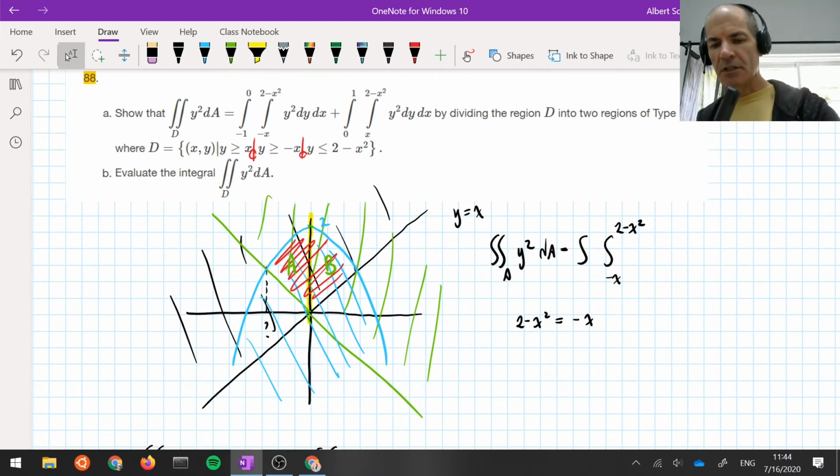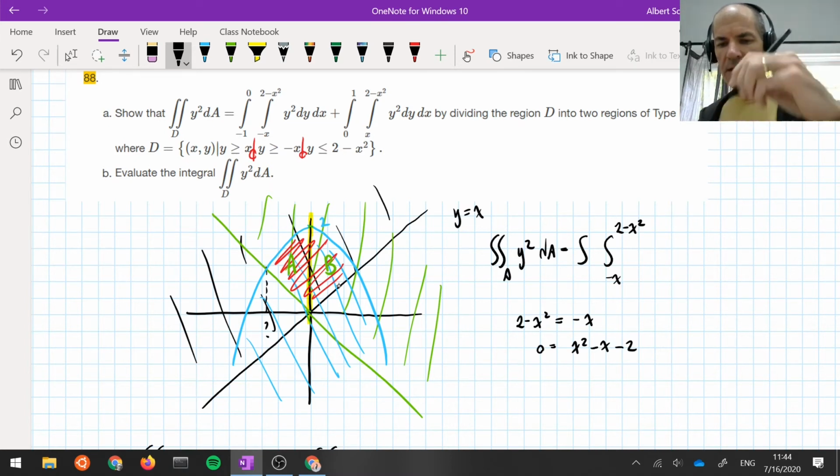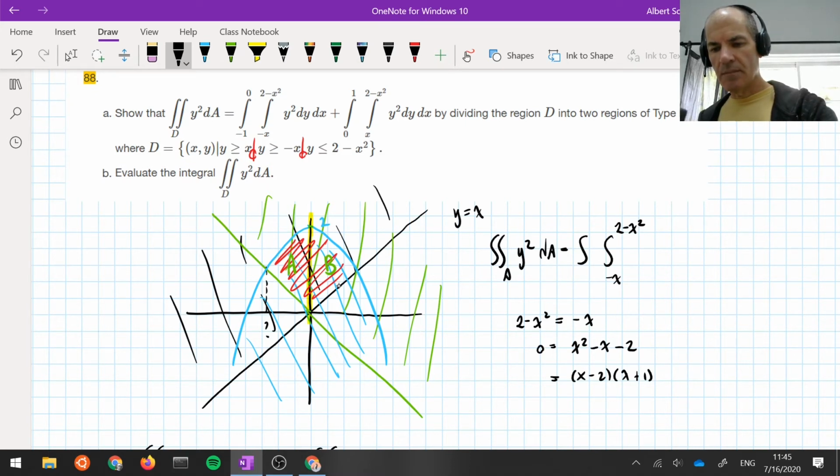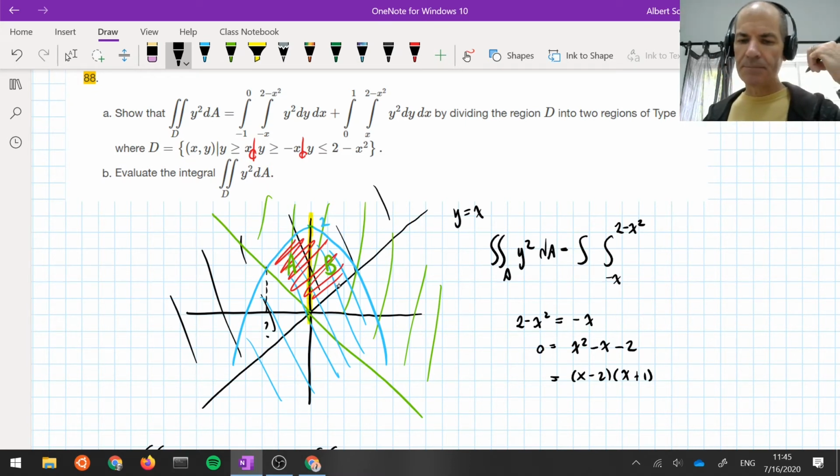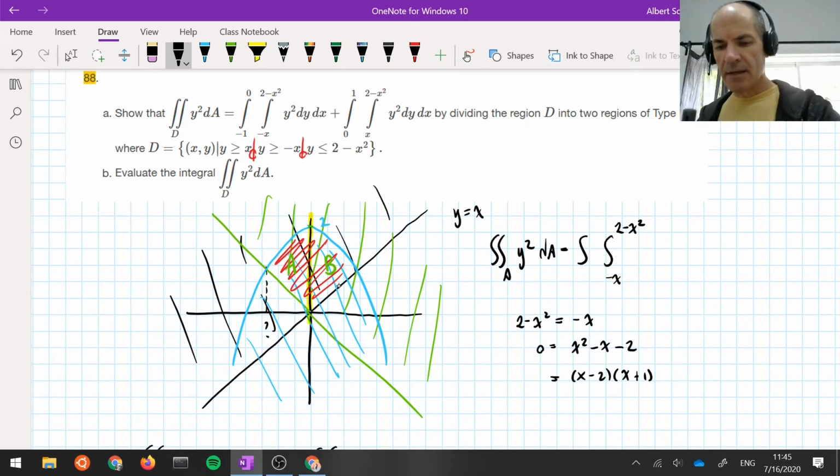Let's move everything over to the right-hand side. And we get something like that. All right, we can factor this. This is x minus 2 times x plus 1. So there are two solutions. X equals 2 or negative 1. Which one do you think we're looking for? This must be the negative root, negative 1 out here.